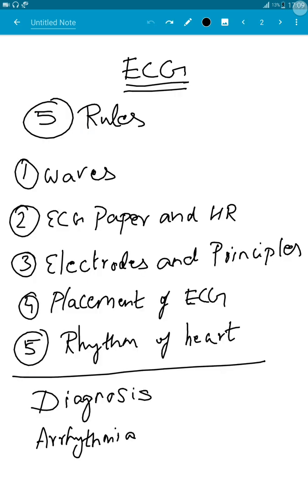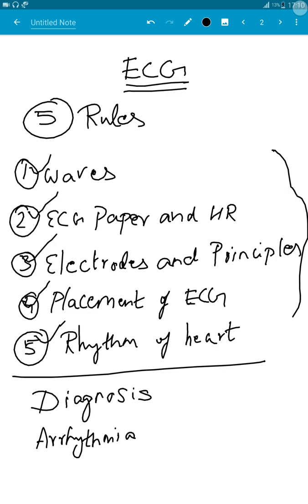In this video, we are going to discuss ECG. There are 5 rules of ECG. It includes waves, ECG paper and heart rate, electrodes and its principle, placement of the ECG, and rhythm of the heart. If you know all these 5 rules, you can easily diagnose the heart condition. And in this video, we are going to discuss all these 5 rules.